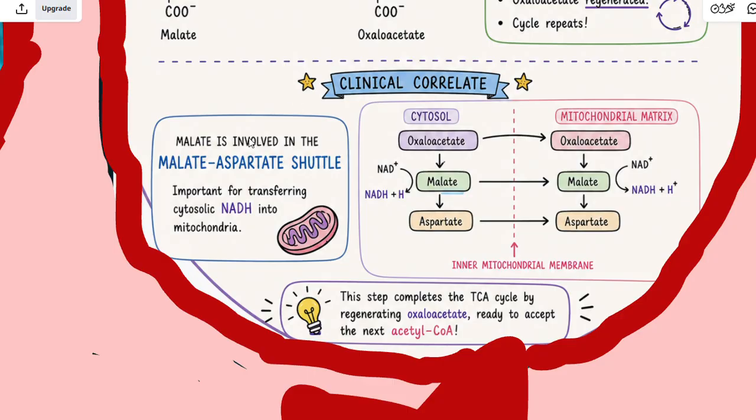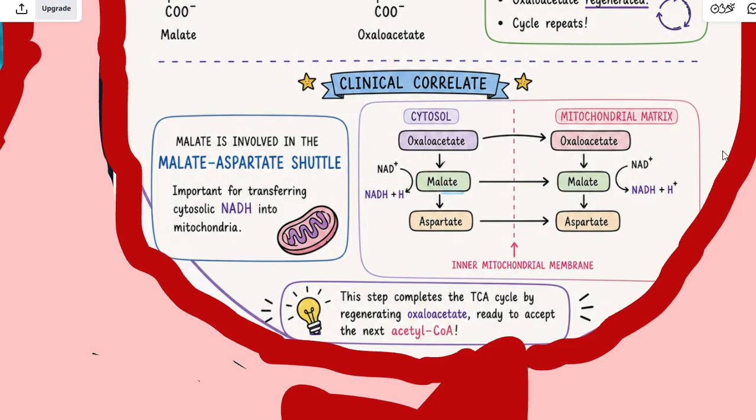A clinical correlation of this would be that malate is involved in the malate aspartate shuttle. This is important for transferring the cytosolic NADH into the mitochondria. So the malate also participates in this shuttle. It's a malate aspartate shuttle. This transfers the cytosolic NADH, the reducing equivalents, into the mitochondria, and it allows these electrons to enter the electron transport chain efficiently, right?